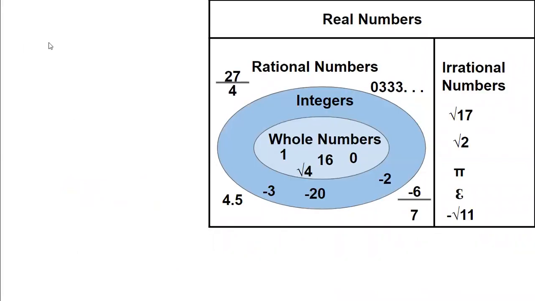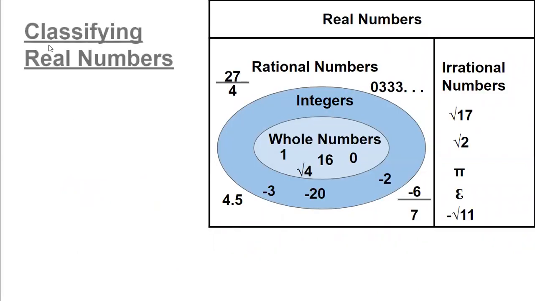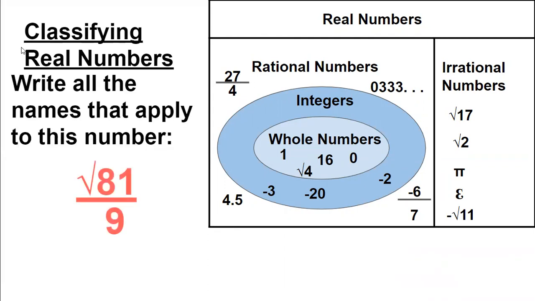And definitely when you're doing your homework, refer to your chart in your book. So this number we want to classify is the square root of 81 over 9. Square root of 81 over 9 looks like it might be irrational at first glance, but sometimes you have to manipulate numbers a little to see. So we know that the square root of 81 actually has an answer.